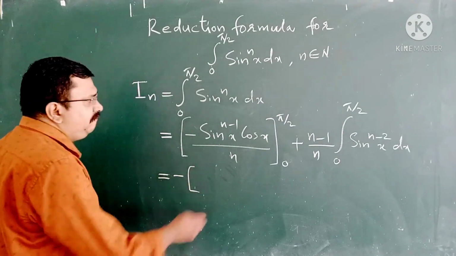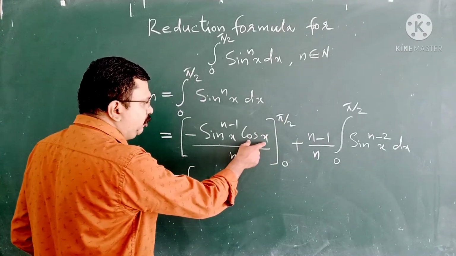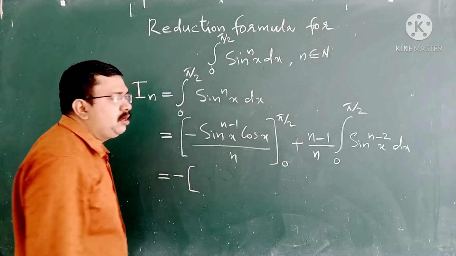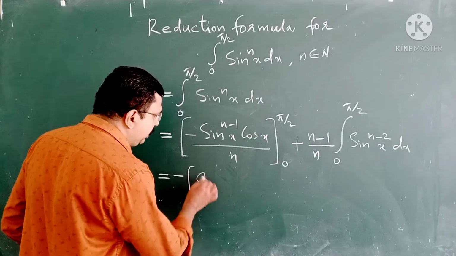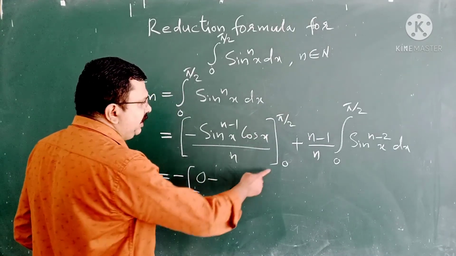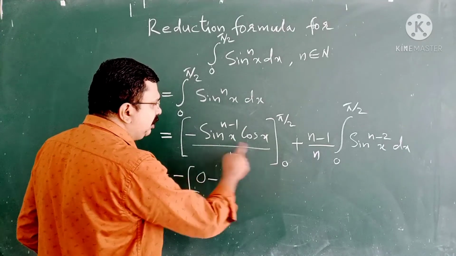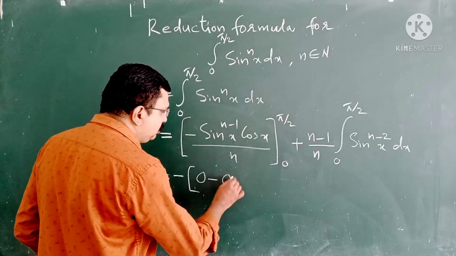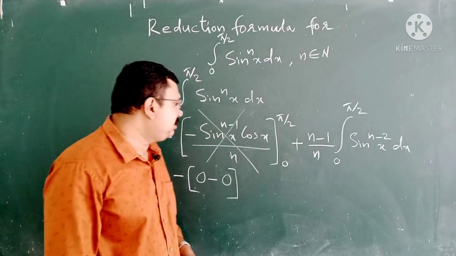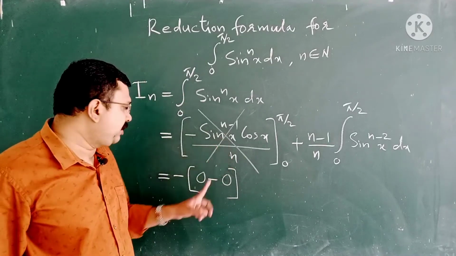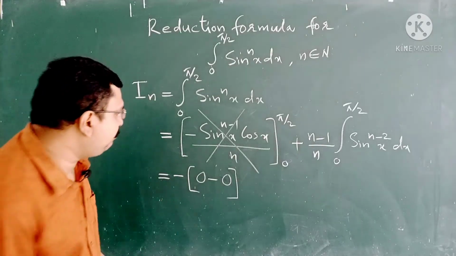Minus, when we apply pi by 2 to x, here is cos pi by 2. What is cos pi by 2? Cos 90. We know that cos 90 is 0. Therefore 0 minus, next one is sin x. This x is replaced by 0. Sin 0 is also 0. Therefore this term will vanish. This term is equal to 0. Therefore minus of 0 minus 0 is 0.